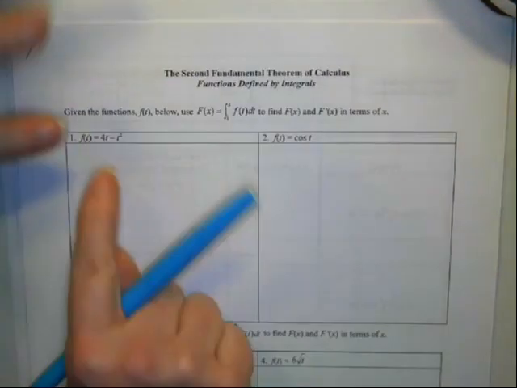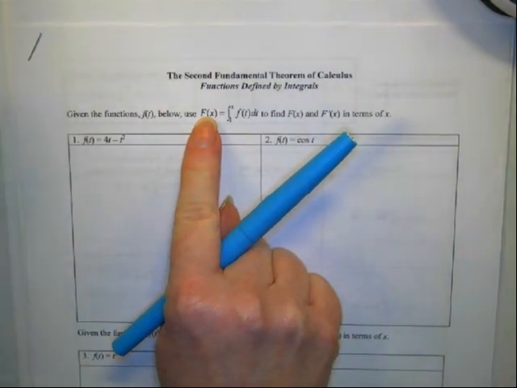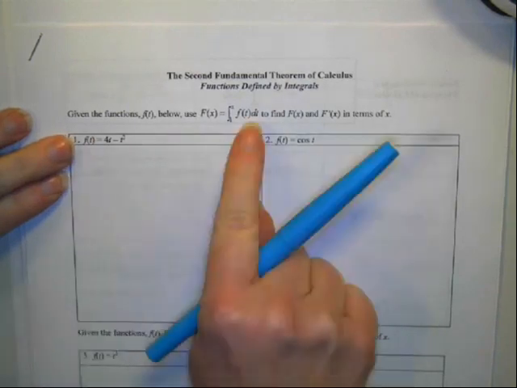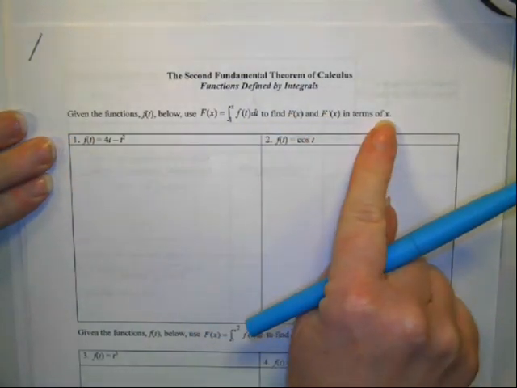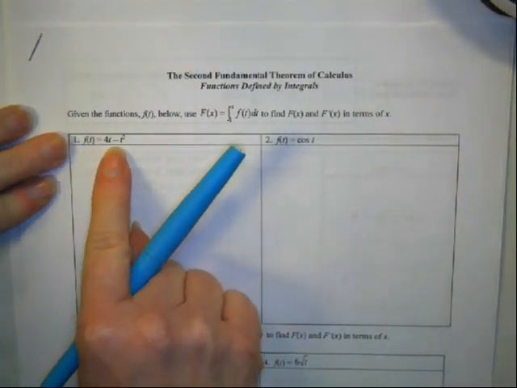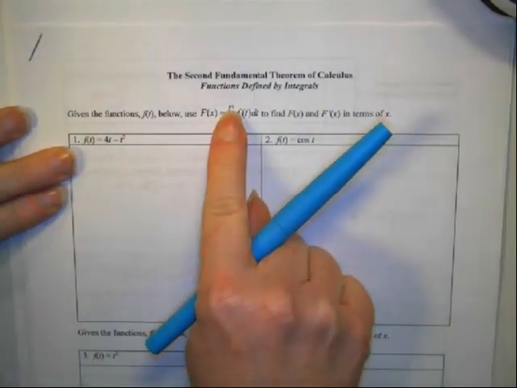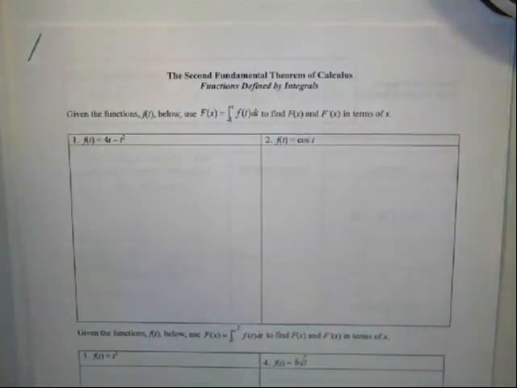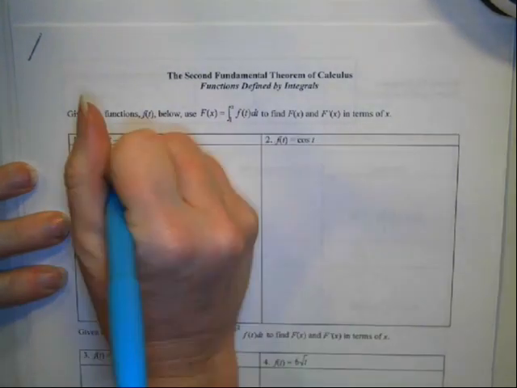So, given these functions below, they want us to use F of x, capital F of x. So they want us to do the antiderivative of the function they've given us to find F of x and F prime of x in terms of x. So notice when you look at this, first of all, it is not in terms of x. It is in terms of t. So we're going to use this stuff and the fact that there's an x up here to find these things in terms of x. So F of x is going to equal.